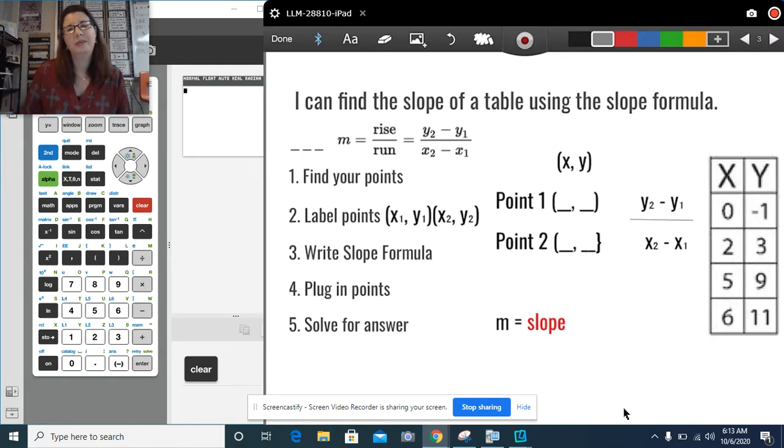Now, when I'm looking at a table, all of these are points on a graph, and I just need to pick 2 of them to solve. I can pick any 2. It doesn't matter which 2 I pick. I just need to pick one as point 1 and one as point 2.